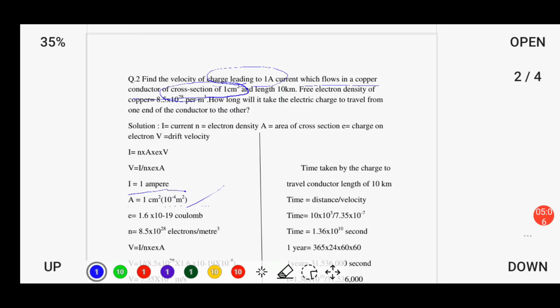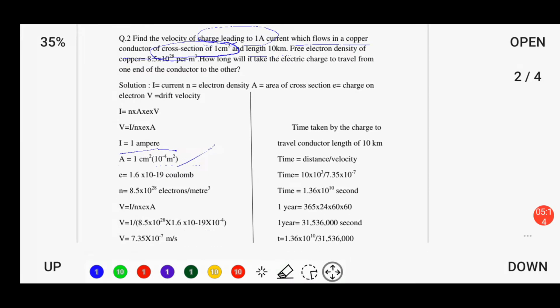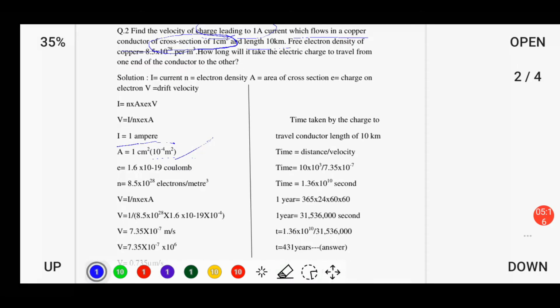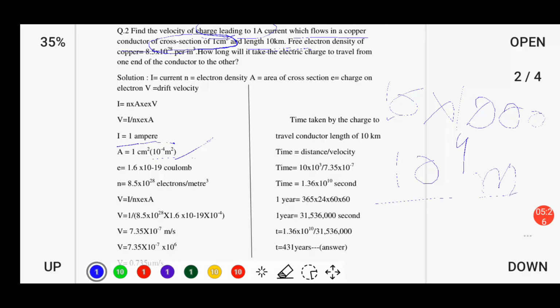On converting it into meter, we will get 10 to the minus 4 meter square. And the length of the conductor is given as 10 kilometer. Converting it into meter, 1 kilometer is equal to 1000 meter, so we will get it as 10 to the power 4 meter. That is clear.